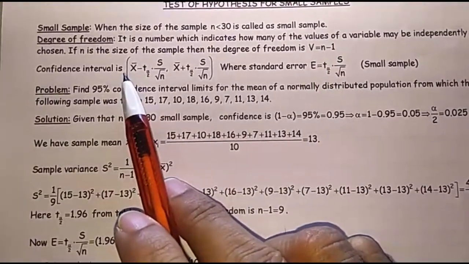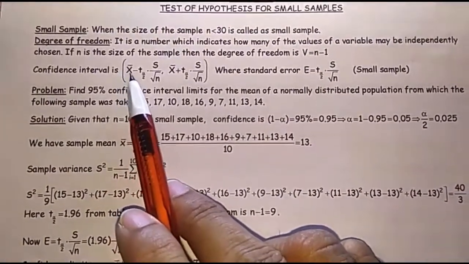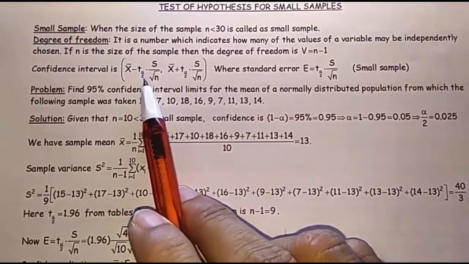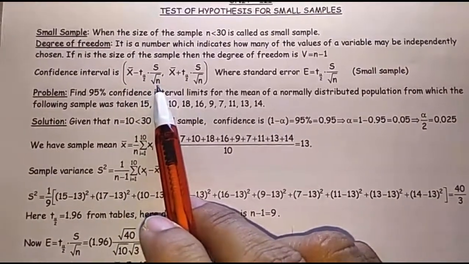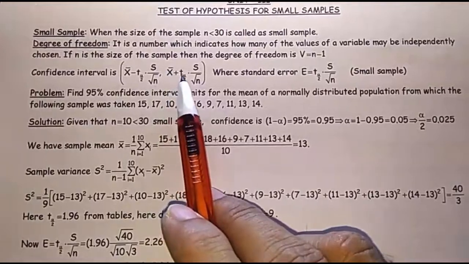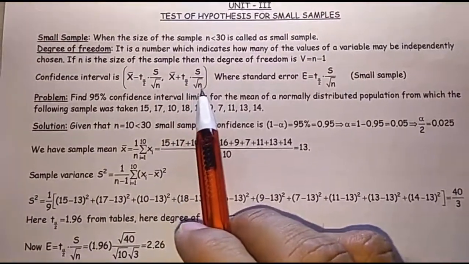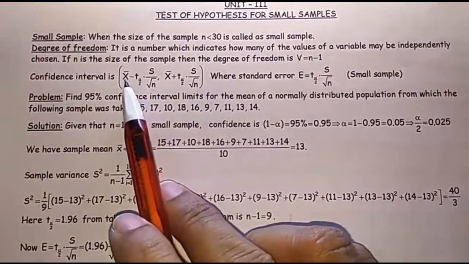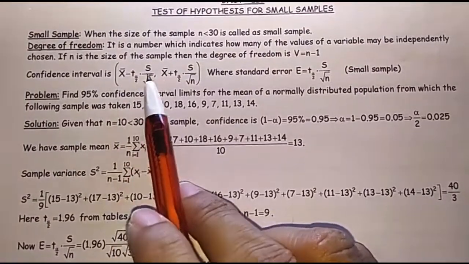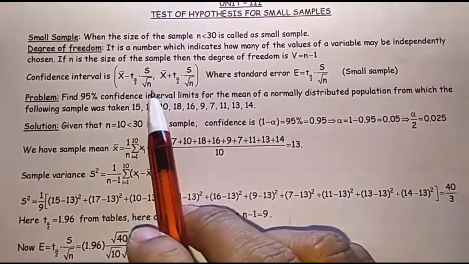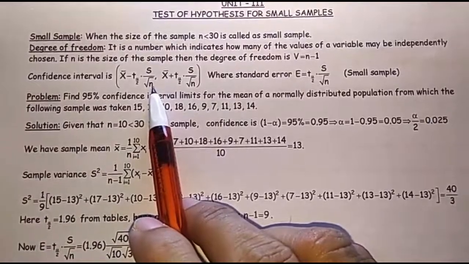Next, the confidence interval for a small sample is given by x bar minus t alpha by 2 into s divided by root n, comma, x bar plus t alpha by 2 into s divided by root n, where x bar is the mean of the sample, s is the standard deviation, and n is the size of the sample.